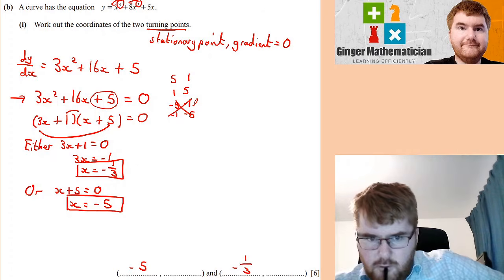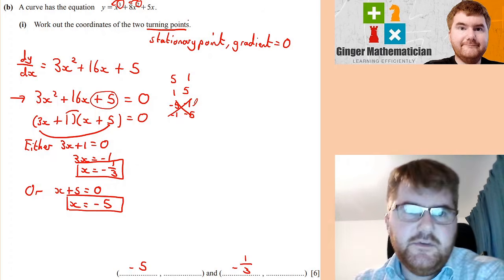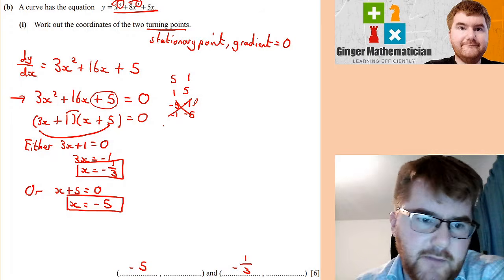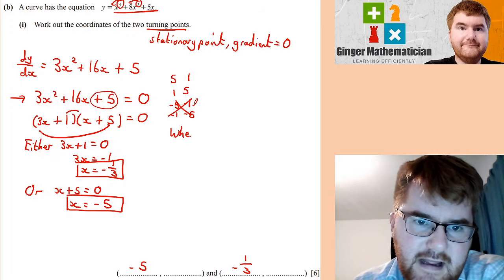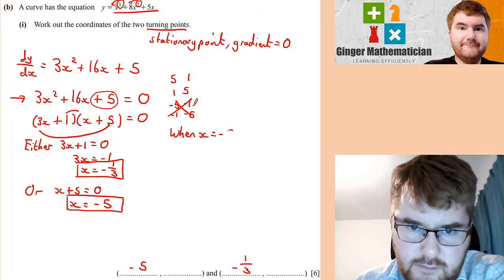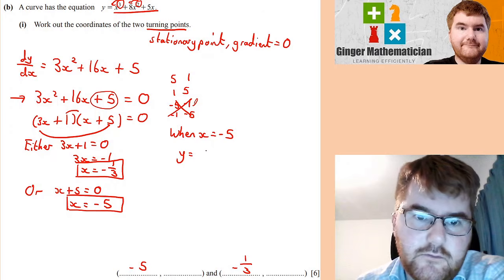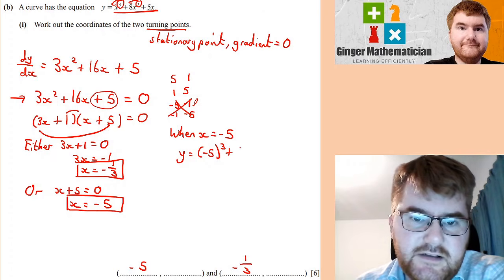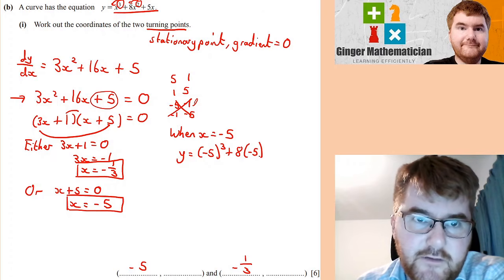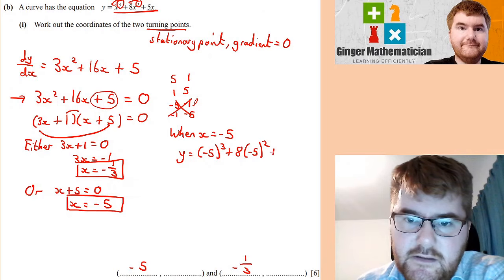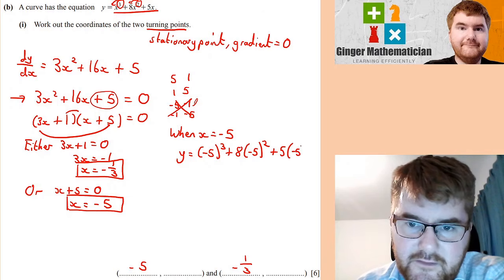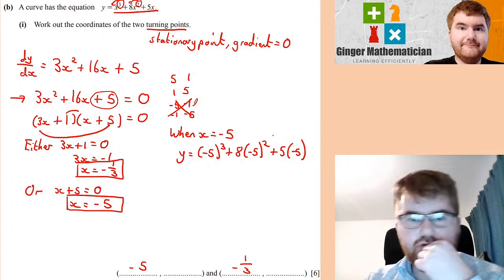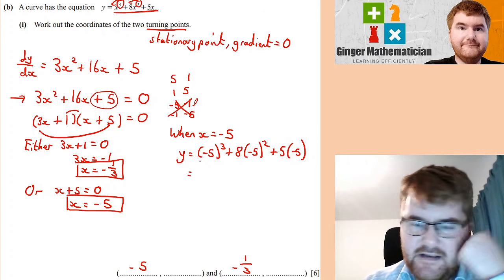Good, now we need to work out the y coordinates. So we need to go right back to the function at the start. And let's start with the minus 5. So when x is equal to minus 5, y is equal to minus 5, all cubed, plus 8 lots of minus 5 squared, plus 5 lots of minus 5. Okay, looks kind of tricky. Let's see if we can work this out without a calculator.